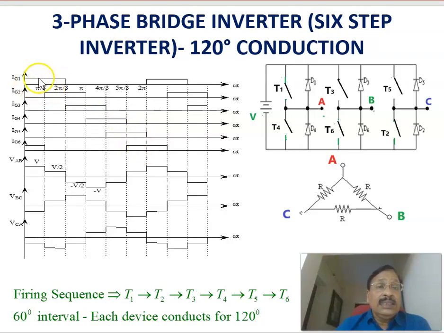We can see that each device is given a triggering signal for 120-degree duration, therefore each device is conducting for 120 degrees. This is 60 and this is 60. For a total of 120 degrees T1 is conducting, and T2 is fired 60 degrees after T1 is fired. Therefore T2 also conducts for 120 degrees. T3 is fired 60 degrees after T2 starts conducting, and again conducts for 120 degrees. The switching sequence is T1, T2, T3, T4, T5, T6, and again T1, at 60-degree intervals, and each device conducts for 120 degrees.